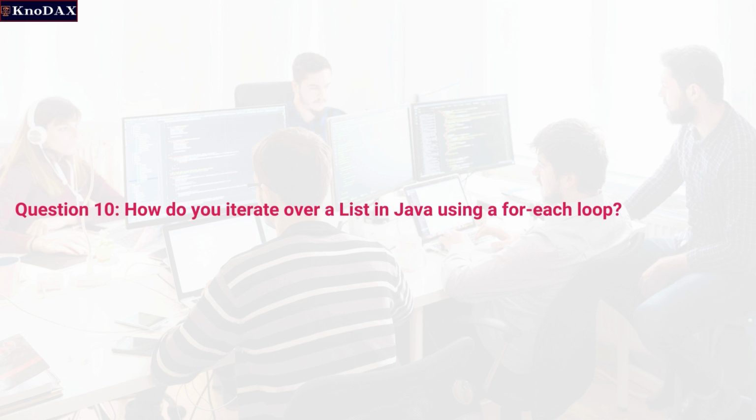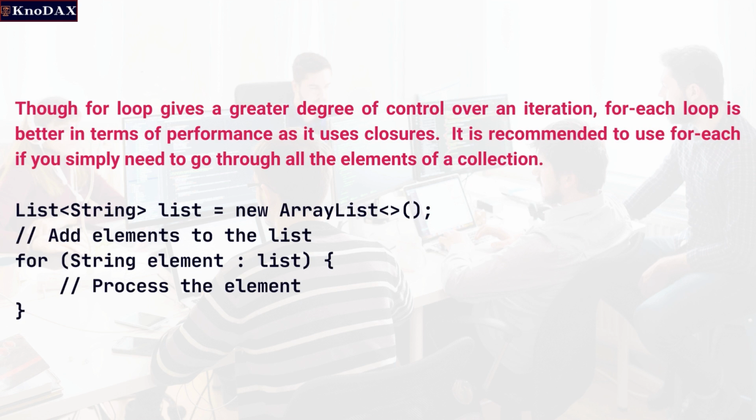How do you iterate over a list in Java using a for each loop? Though the for loop gives a greater degree of control over an iteration, the for each loop is better in terms of performance as it uses closures. It is recommended to use for each if you simply need to go through all the elements of a collection.